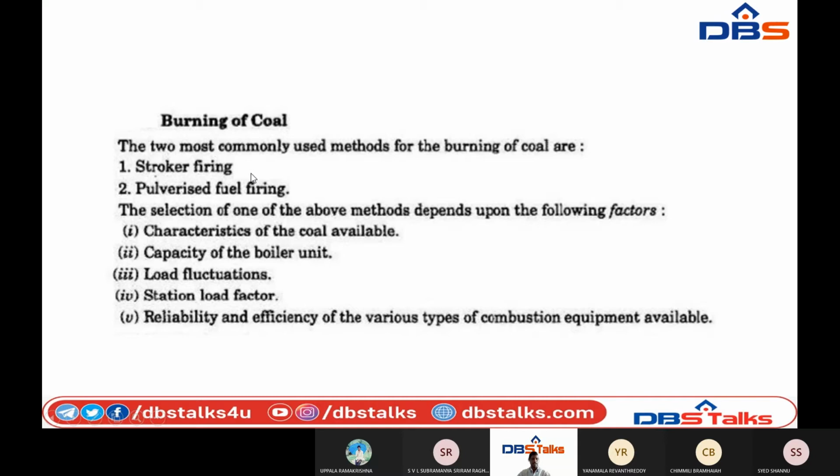Stoker firing is simple in construction compared to the pulverized fuel firing system. The running costs are very low compared to the pulverized fuel firing system. Maintenance and running costs are low.